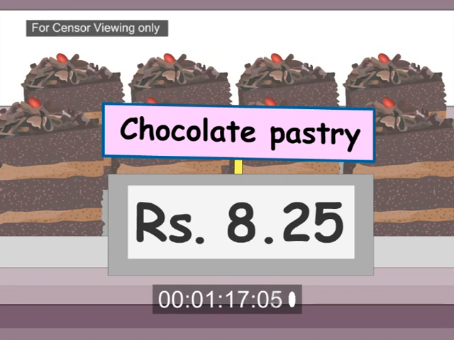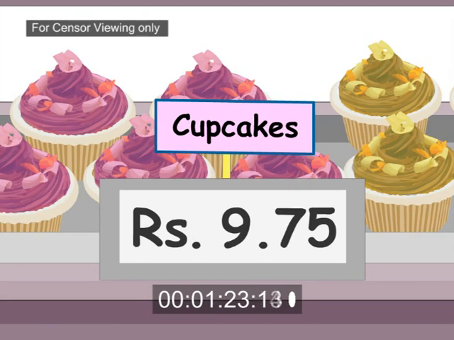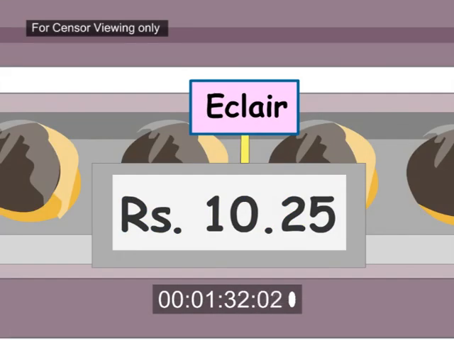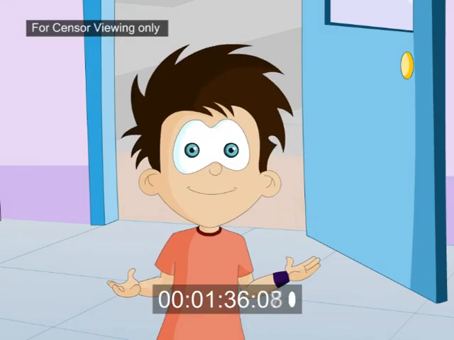Let's see now. Chocolate pastry, 8 rupees 25 paise. Cupcake for 9 rupees 75 paise. Apple pie for 12 rupees 50 paise. And this eclair is for 10 rupees 25 paise. Oh no, now how do I add all this up? Wish I had a pen and a paper.